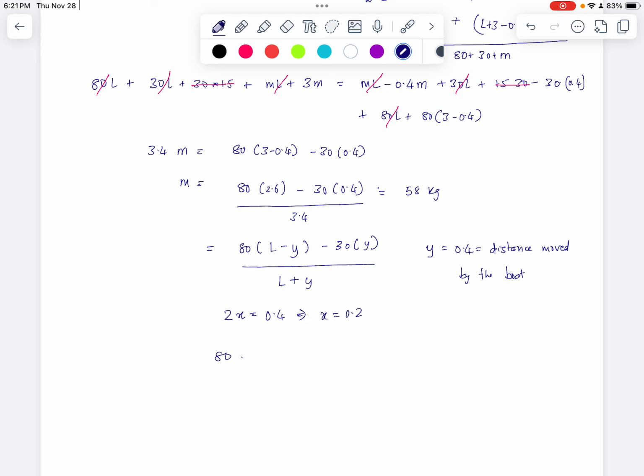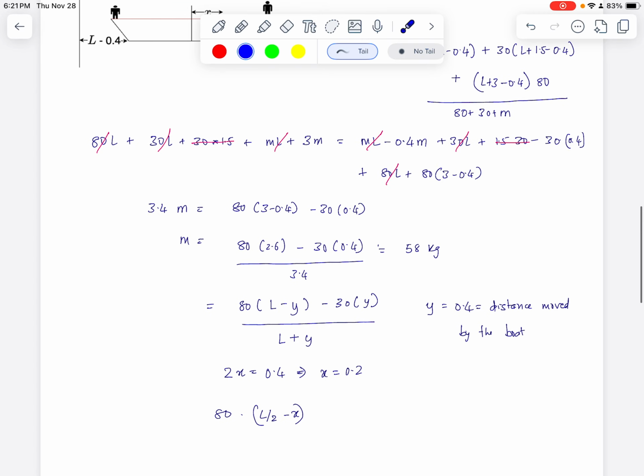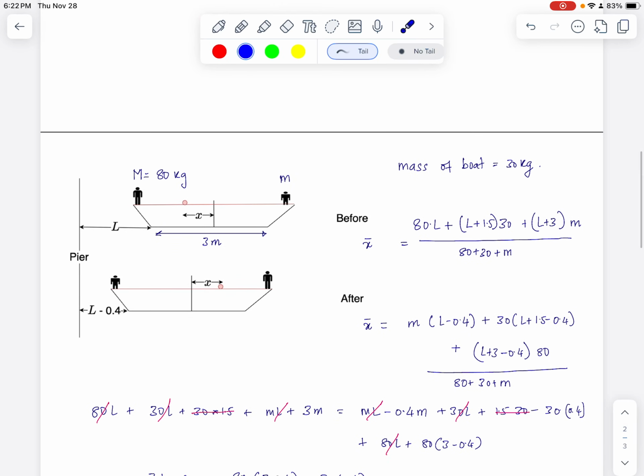times L divided by 2 minus x, right? So let's not call this L, so let's say this is the length of the boat, and let's call that D, right? And so we write this as D divided by 2 minus x, because the distance of the person from the center of mass is, this is D divided by 2, and this is x, so this distance happens to be D divided by 2 minus x.